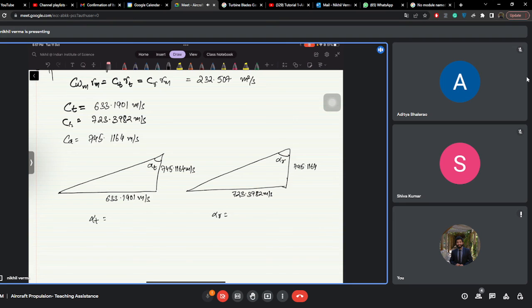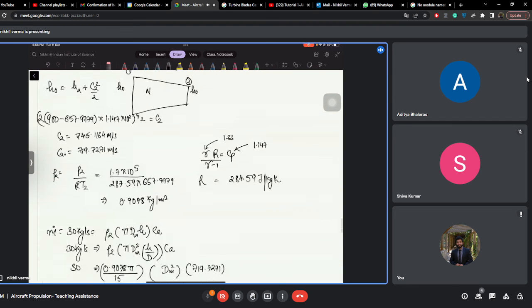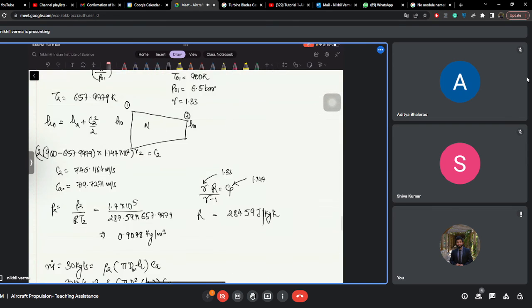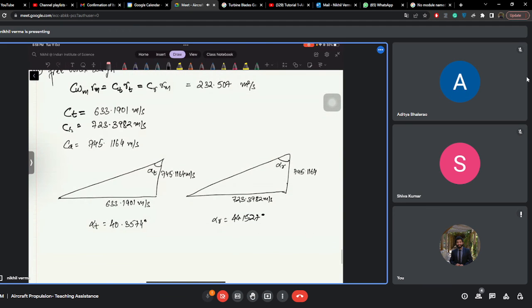That is 633.1901 by 745.1164. Tan inverse, the answer is 40.3574 degrees, and alpha r is 723.3982 by 745.1164. Tan inverse of this is 44.1527 degrees. Okay, so this is how you calculate the blade angles at the root and the tip. So how will you calculate the static temperature at the root and the tip of the rotor? How will you calculate?